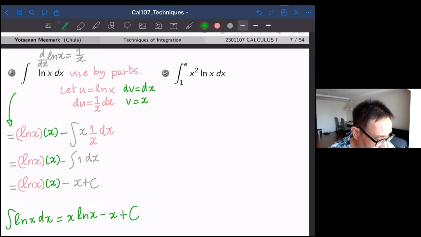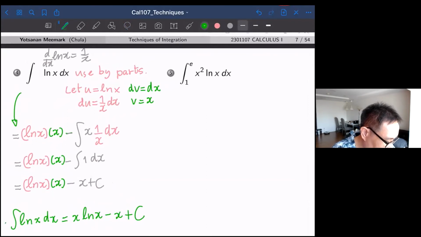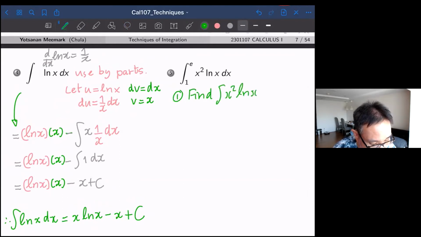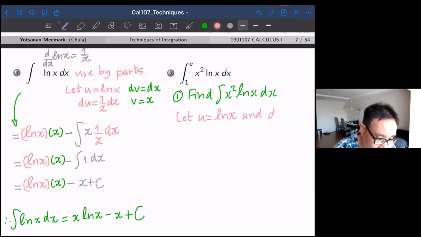For the next one, okay, you're gonna integrate from 1 to e of x squared log x. So in this case, let's first compute the integral of x squared log x dx. Okay, so we're gonna integrate x squared log x dx. So again, we shall use by parts. So you're gonna let u be log x, and you have dv be x squared dx.